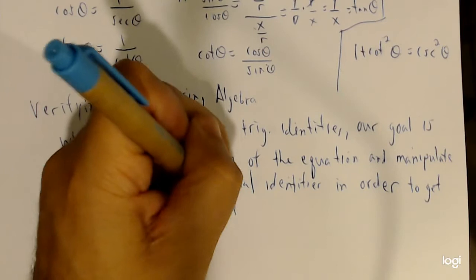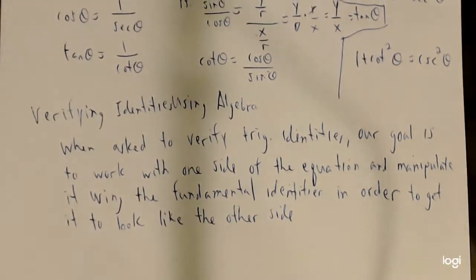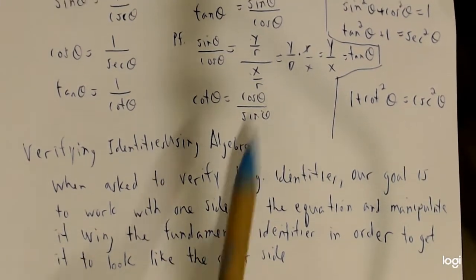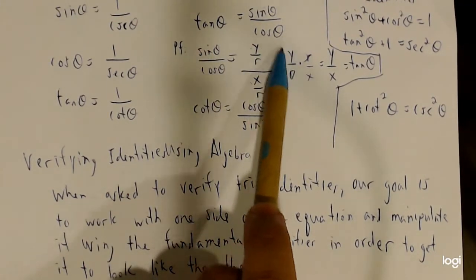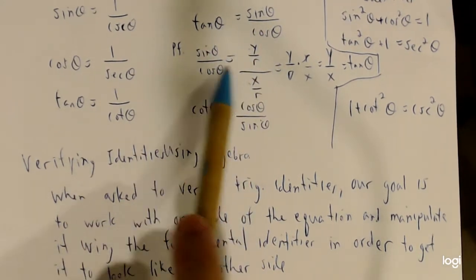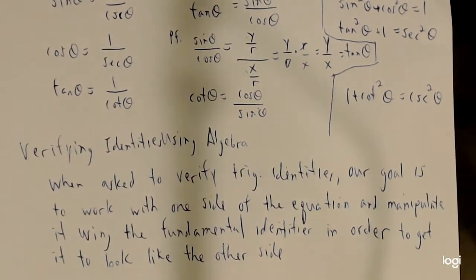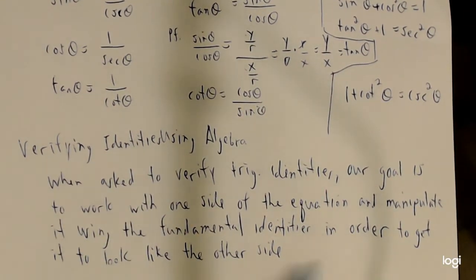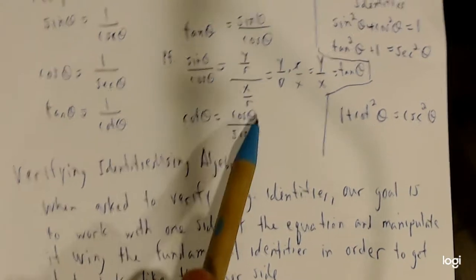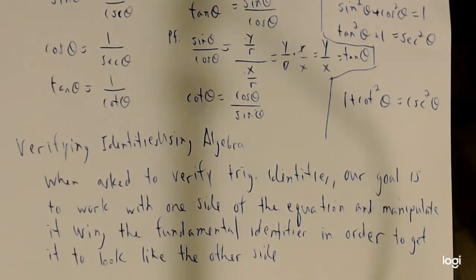Technically speaking, when I proved the ratio identity up here, where tangent theta is equal to sine theta over cosine theta, what did I do? I chose one side of the equation, I worked with that, and I got it to look like the other side. Except what's going to happen now is the proofs that we're going to do are going to be a little more involved than the approach I took here. In fact, we're going to use these fundamental trig identities to help us out, okay?